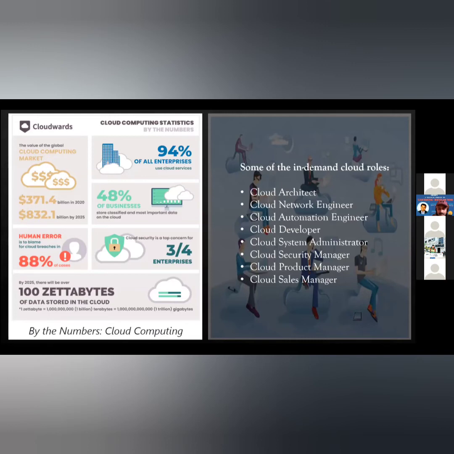The most in-demand roles in the market as of today, some of which I have highlighted here: cloud architect, cloud network engineer, cloud automation engineer, cloud developer, cloud system administrator, cloud security manager, cloud product manager, cloud sales manager. All of these roles are very important, and some of them overlap with the others a little bit, but those are still very valid. A cloud architect is someone who oversees the whole cloud solution. He has an idea of how each piece fits together in the solution.